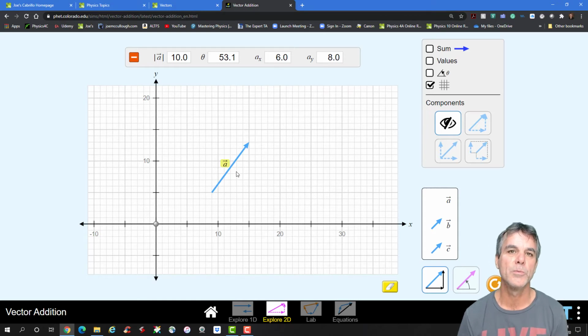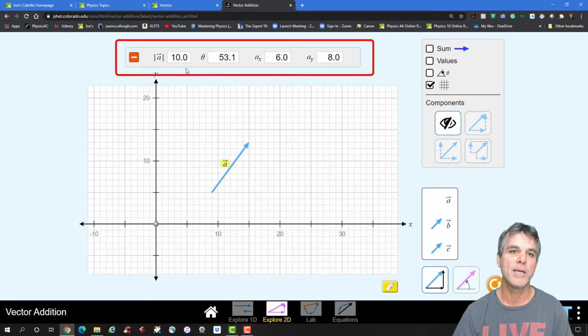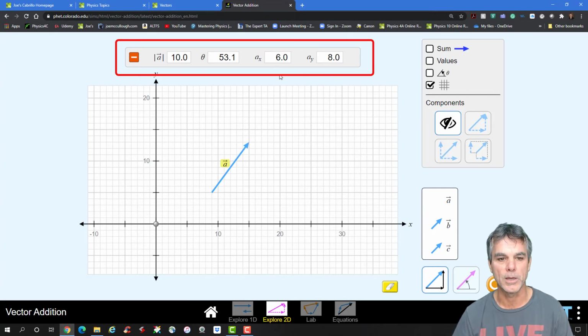So one, let's assume these are force vectors. So this A force vector has a magnitude, you can see up here, of 10 newtons. It has an angle of 53.1 degrees. And this also shows the x and y components that we're not going to concern ourselves with right now.